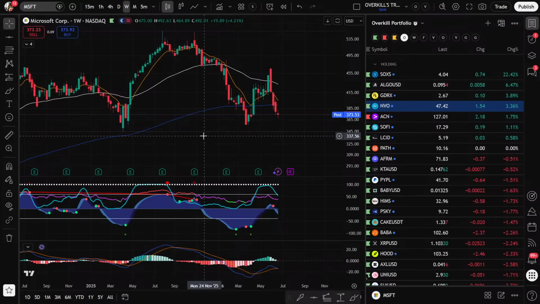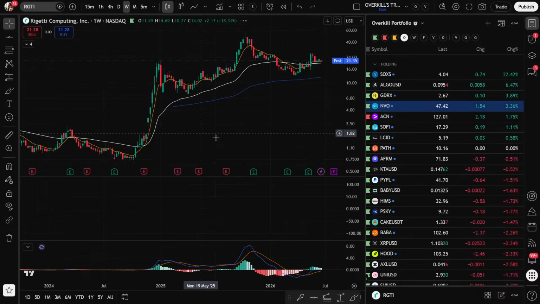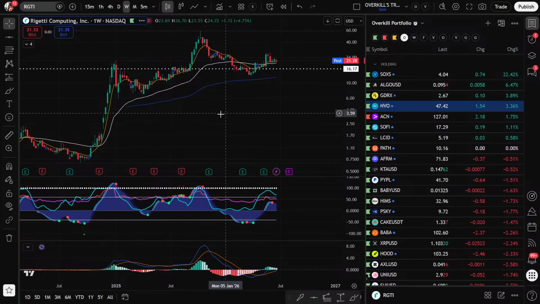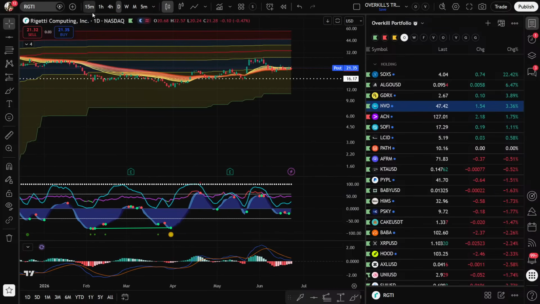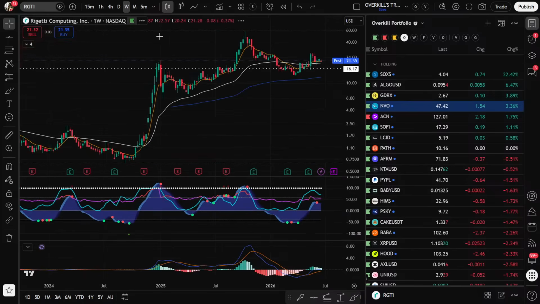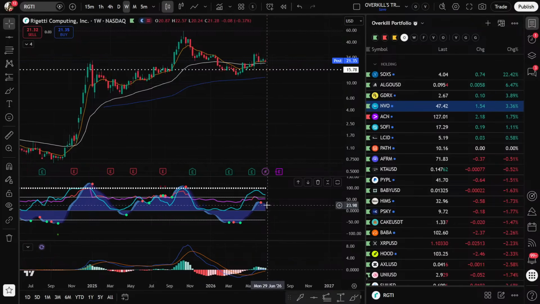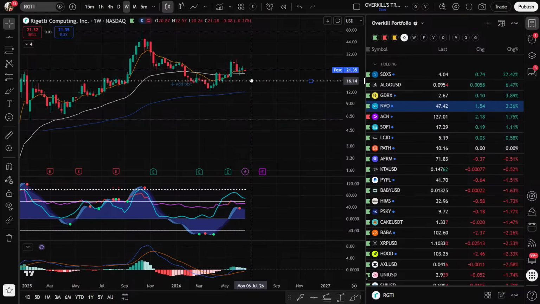What else we got? RGTI, Rigetti Computing. That one's red. So you just want to watch $16. Okay, these quantum computing plays are very, very volatile. I would say up above 16, it still looks decent. I would definitely have the stop loss set because of the red dot. Again, anytime we get a red dot, we want to set a stop loss at the previous low.